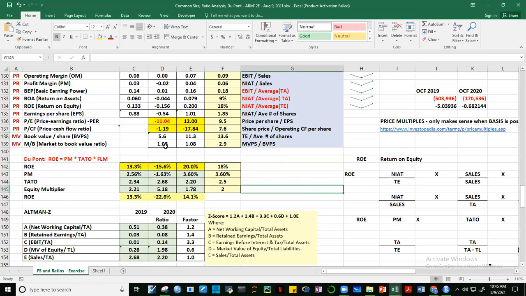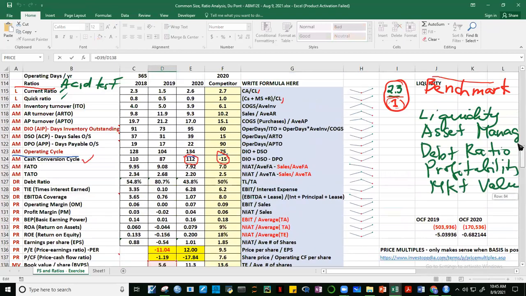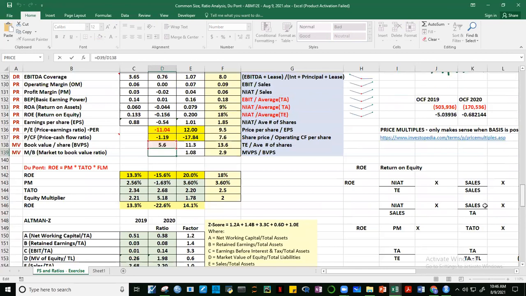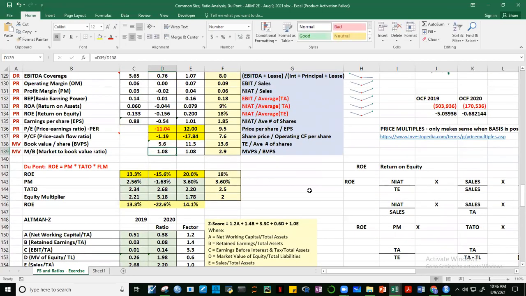And then there's the market to book value. We're just comparing the market value versus the book value. Our market value is our price, 6, divided by our book value per share of 5.6. Again, for market to book value, the higher the better, because it means the market's appraisal of us is higher than the book value. So we have only two market value ratios: book value per share and the market to book value ratio.